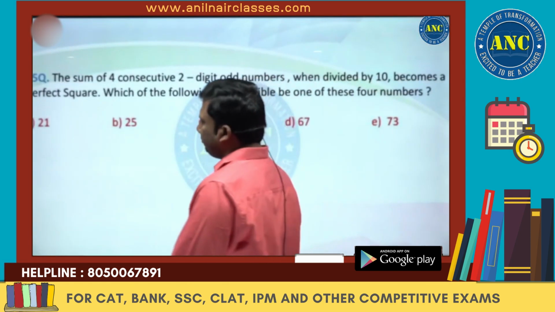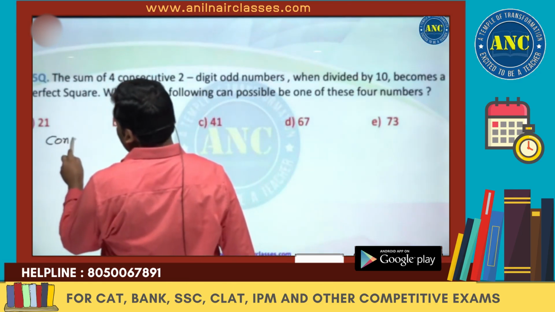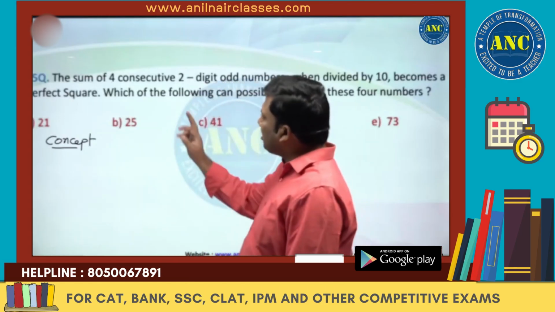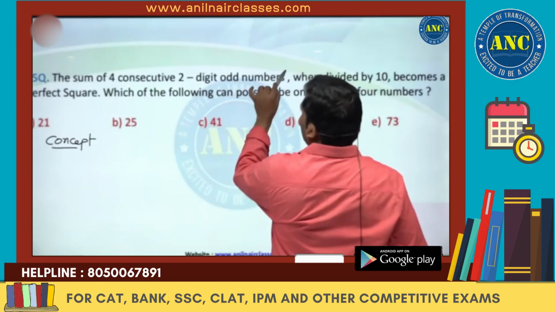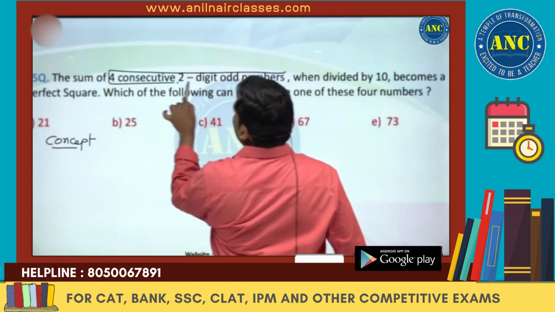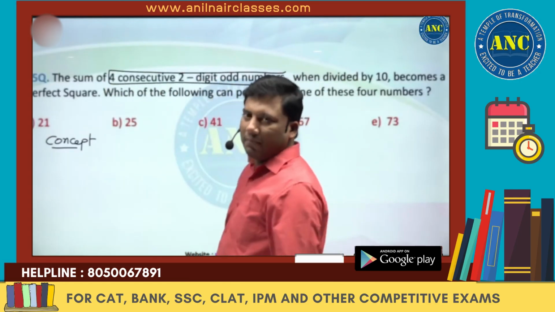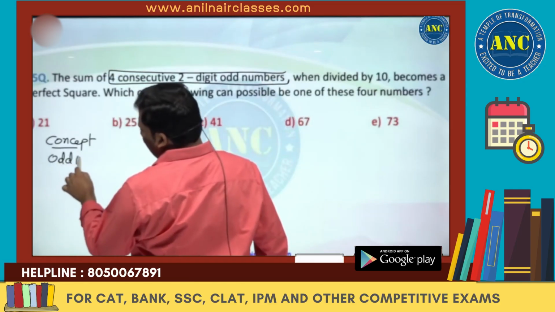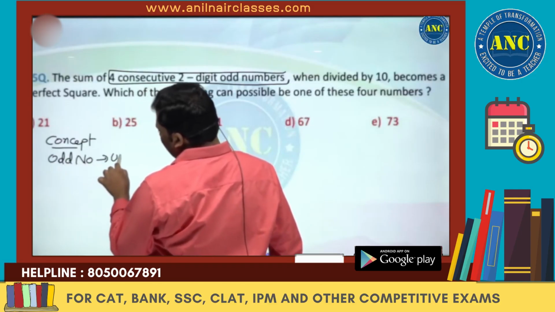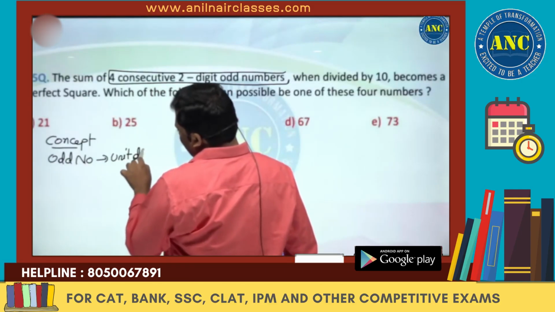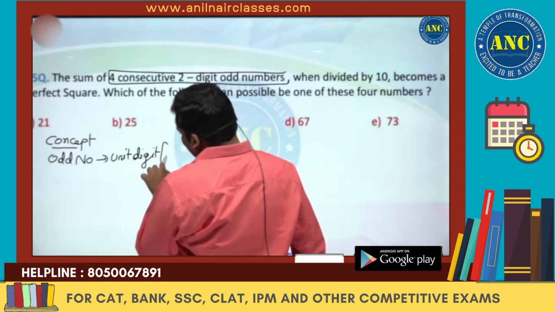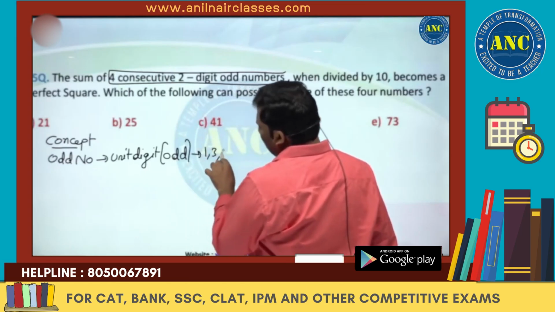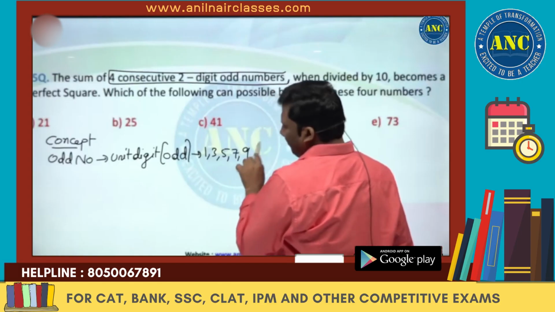Read the question, sir. Very, very good question. First thing what you do is, you read the question. Sum of 4 consecutive 2-digit odd numbers. What do you mean by an odd number? Odd number is a number where the unit digit will be odd. That means unit digit will be 1, 3, 5, 7 and 9.